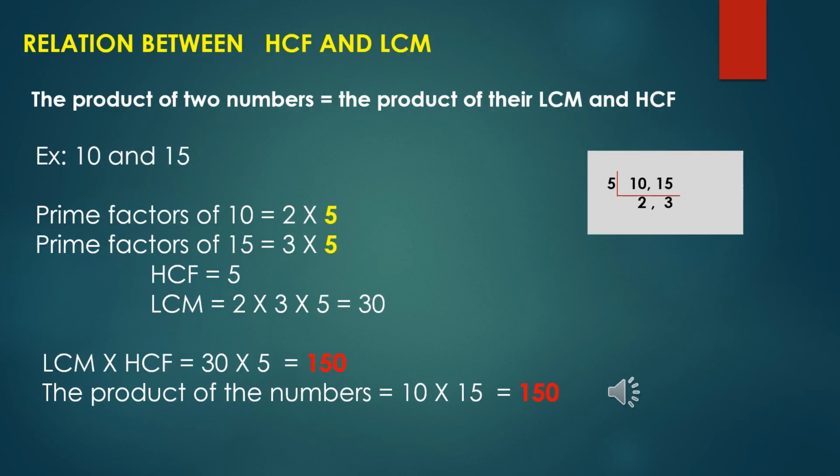Dear children, now we can discuss an interesting relation between HCF and LCM. The product of two numbers is equal to the product of their LCM and HCF. Consider an example: 10 and 15. The prime factors of 10 are 2 and 5. The prime factors of 15 are 3 and 5. HCF is equal to 5. LCM is equal to 2 × 3 × 5, that is 30. LCM × HCF is equal to 30 × 5, that is 150. The product of the two numbers is 10 × 15, that is also equal to 150. Did you understand?